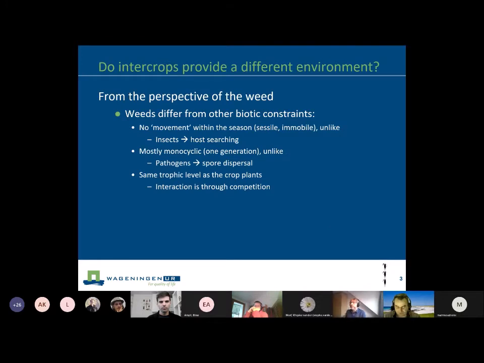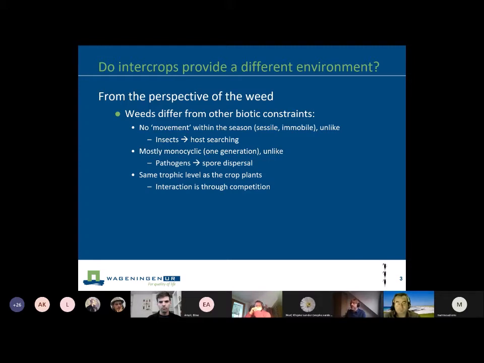So we can also ask ourselves then, do intercrops provide a different environment? And of course, if you grow an intercrop, that is very evident, but we have to look at that from the perspective of the weed. And weeds, I think we have to realize, they differ a lot from some of the other biotic constraints, like the pathogens that Maria was talking about.